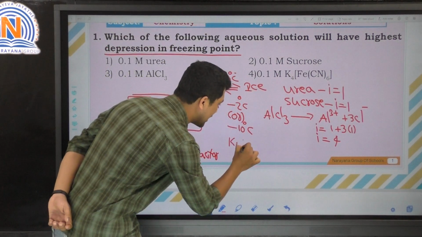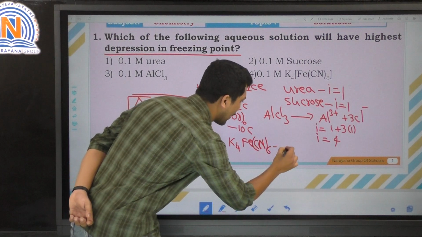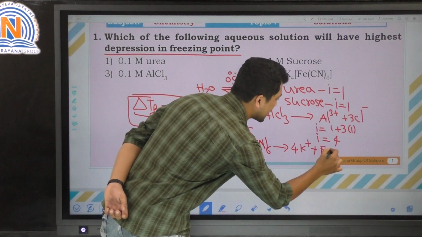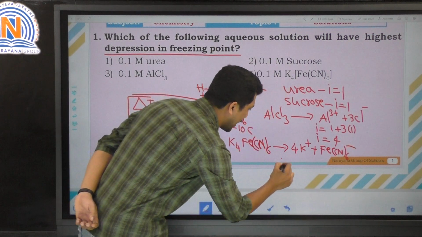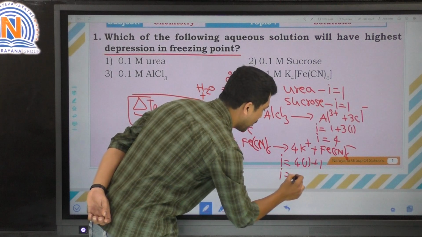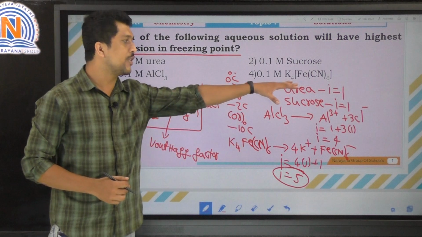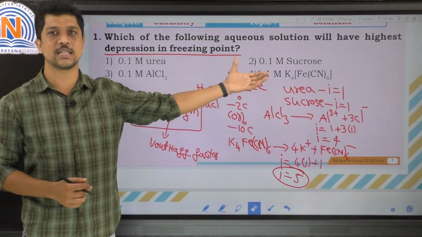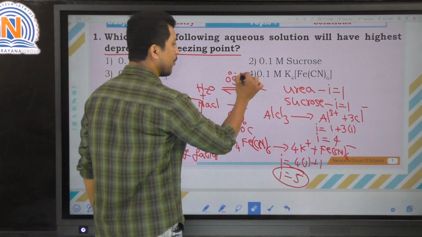In the same way, what is the van't Hoff factor for K4[Fe(CN)6], potassium ferrocyanide? K4[Fe(CN)6] will dissociate into 4K plus and [Fe(CN)6]4 minus. So here i equals 4 into 1 plus 1, which is equal to 5. So the van't Hoff factor for K4[Fe(CN)6] is greater. That is why the 0.1 molar K4[Fe(CN)6] has the highest depression in freezing point. So the correct option is the fourth option.